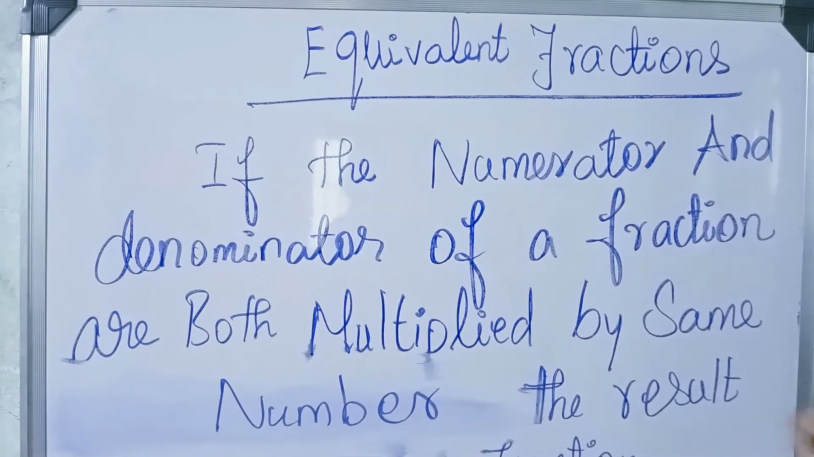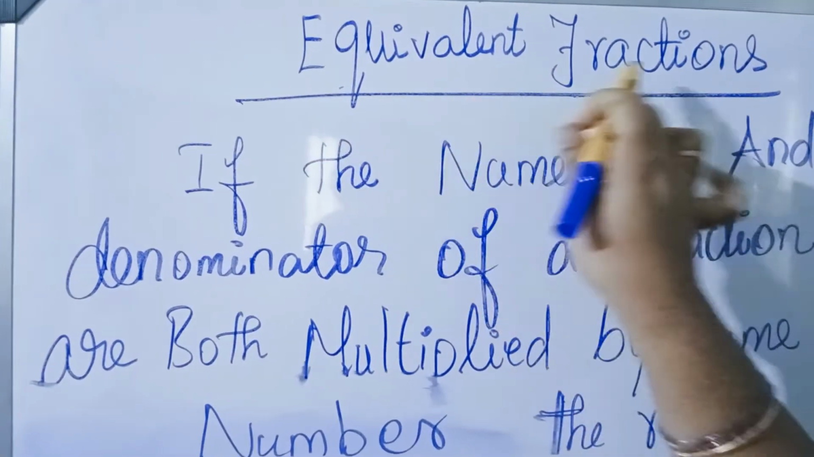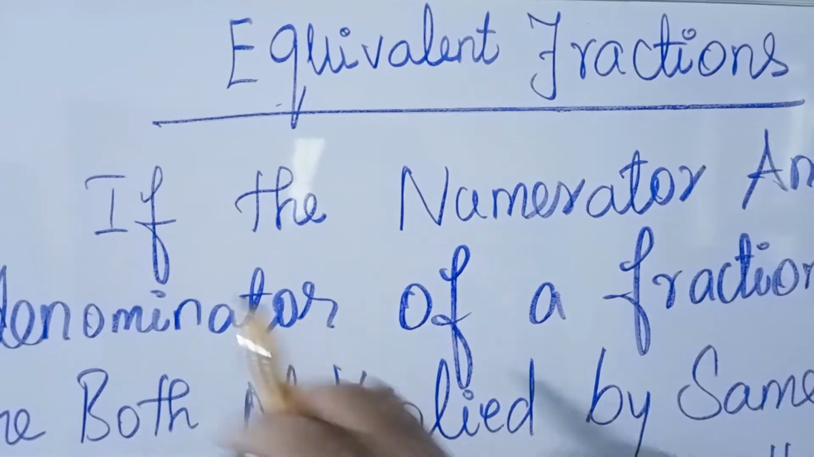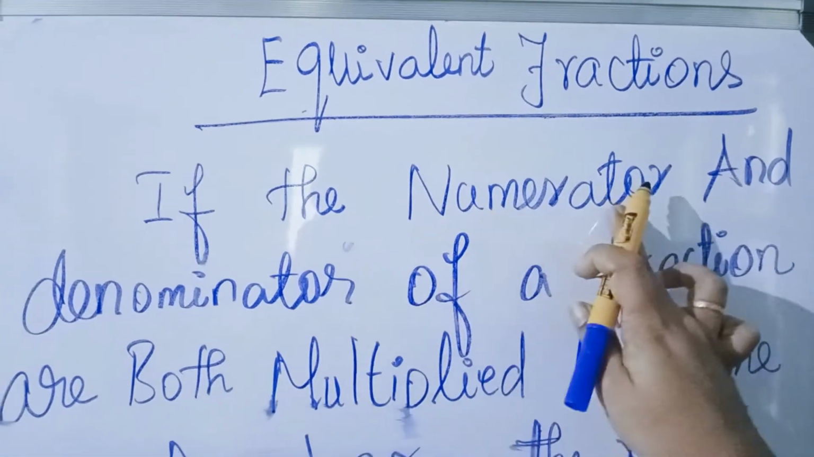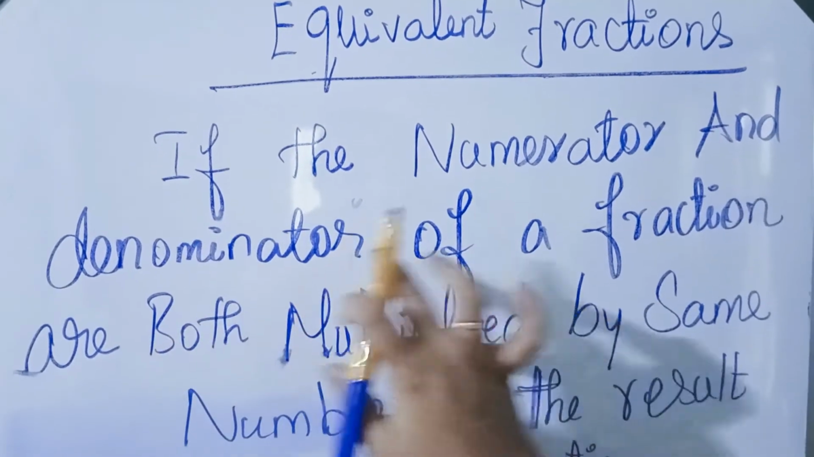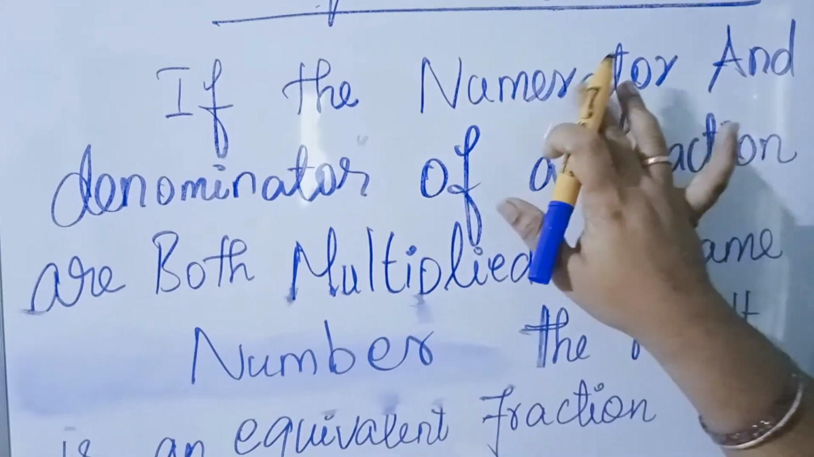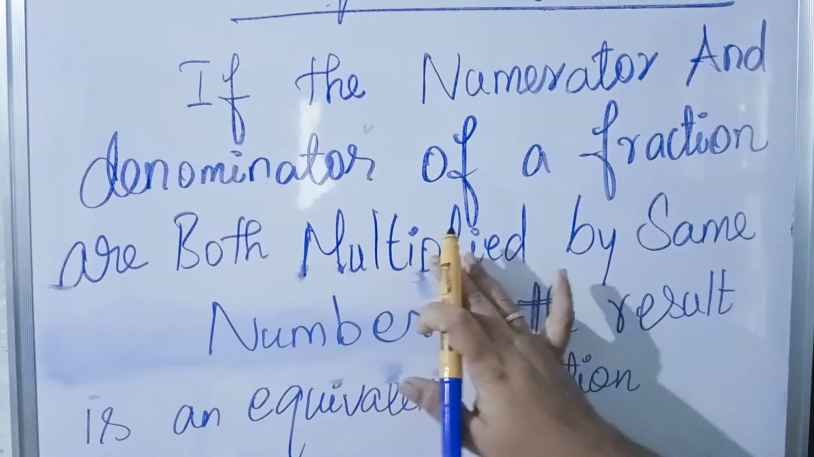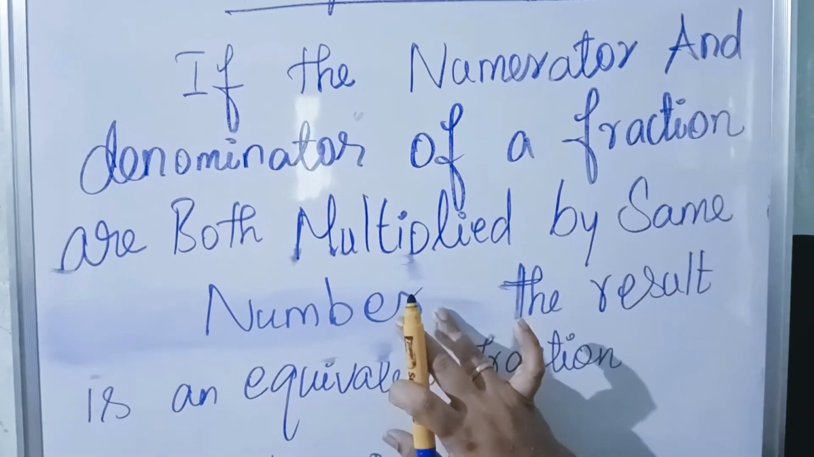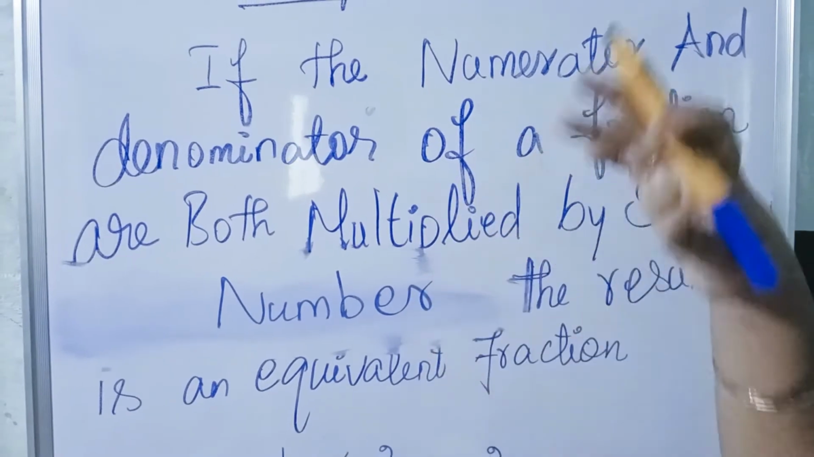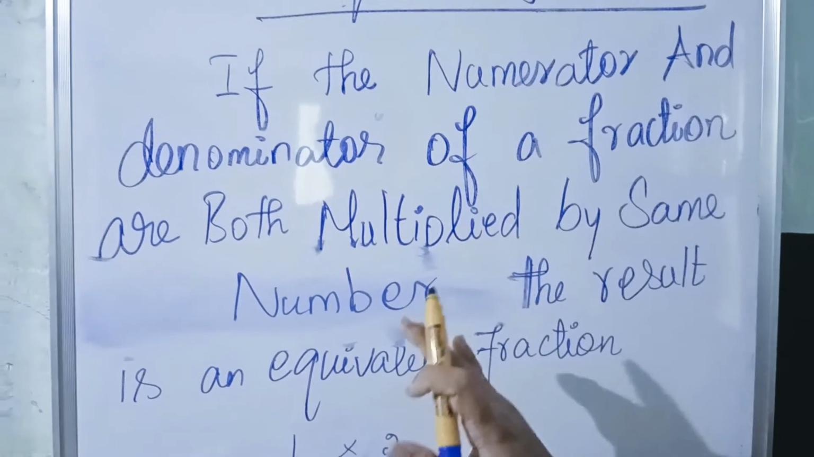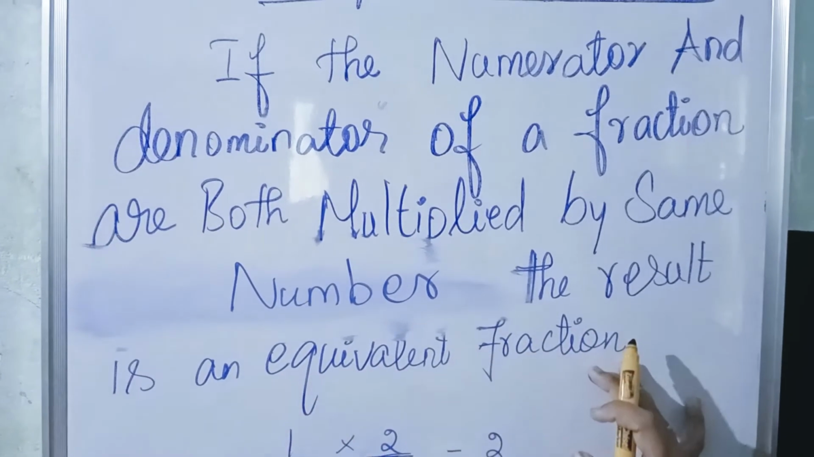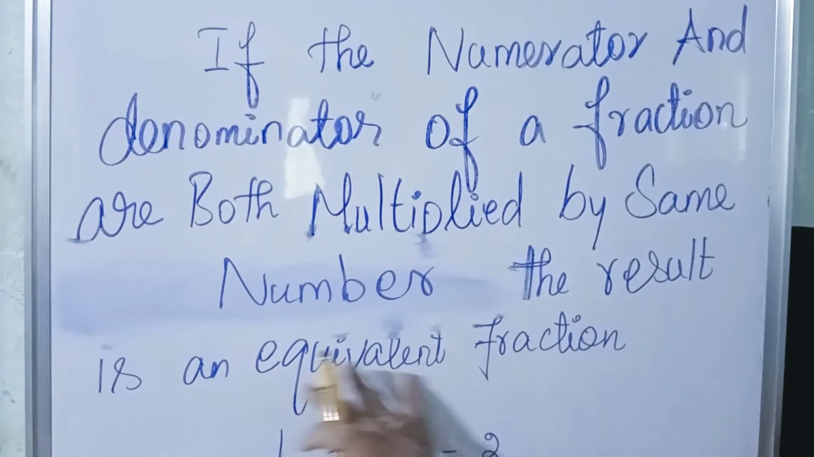Now we are going to see what an equivalent fraction is. Equivalent fraction definition: if the numerator and denominator of a fraction are both multiplied by the same number, any number, the result is an equivalent fraction.